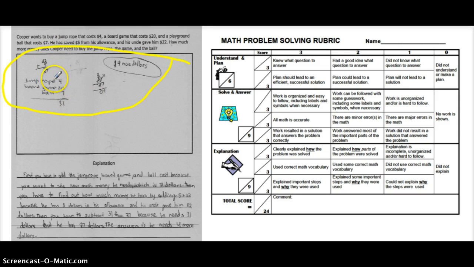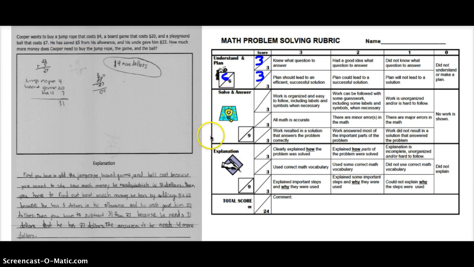Down on this bottom part, you can see that they've added up the total of how much it's going to cost him. So you see the jump rope is 4, 20 for board game, and 7 for the ball. So you can see that their plan is there. They have a certain plan that they're going to use in order to get to it. So this I would score as a 3 up here because it clearly displays they know what the question is to answer and that their plan would lead to a successful solution. So that would be a 6 total for the understanding and plan section.